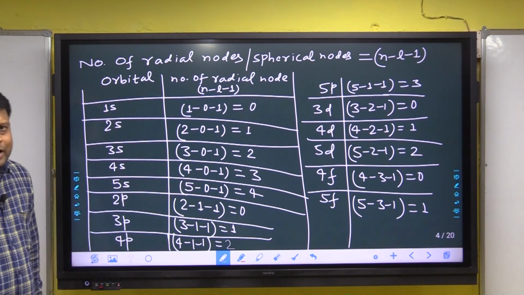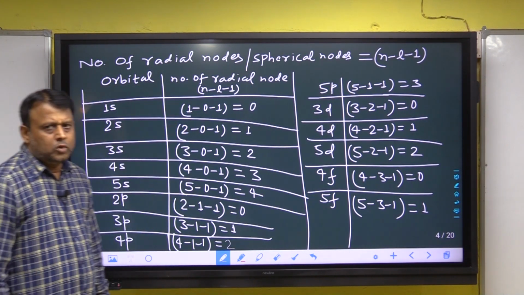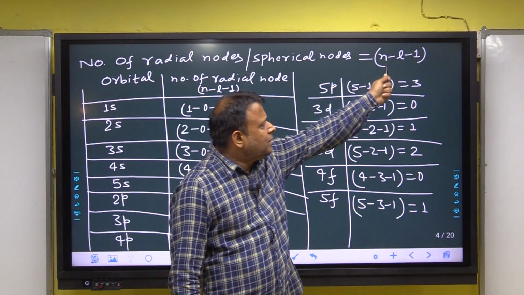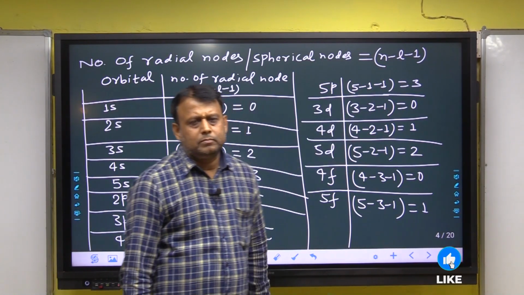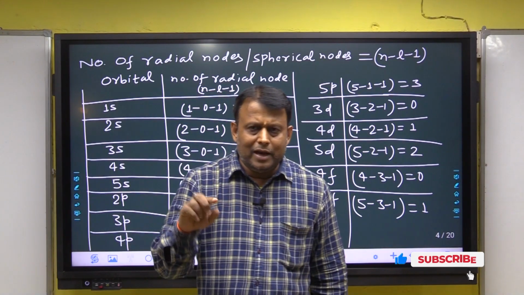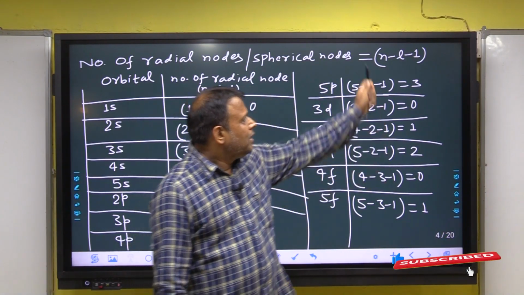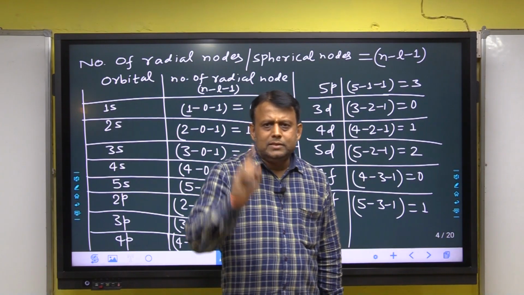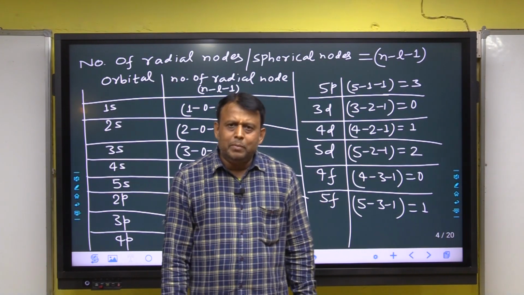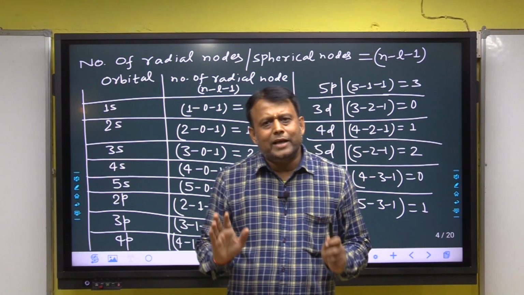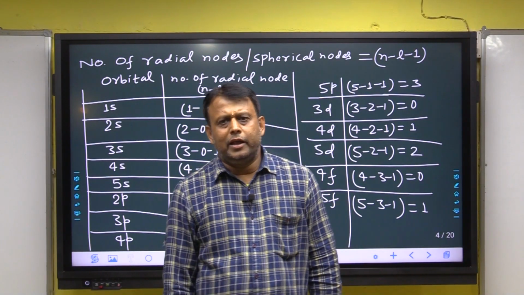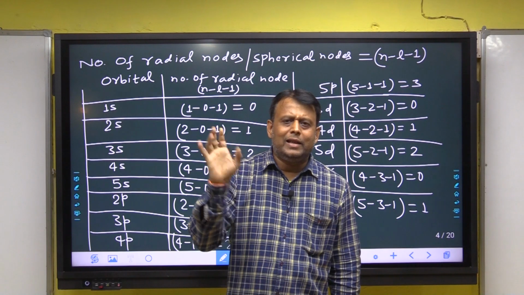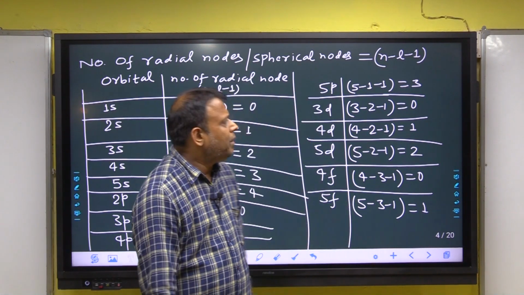Now, next. Number of radial nodes. The formula for the number of radial nodes is equal to n minus L minus 1. I am repeating, n minus L minus 1, where n is the principal quantum number and L is the azimuthal quantum number, and 1 is a constant. Clear?